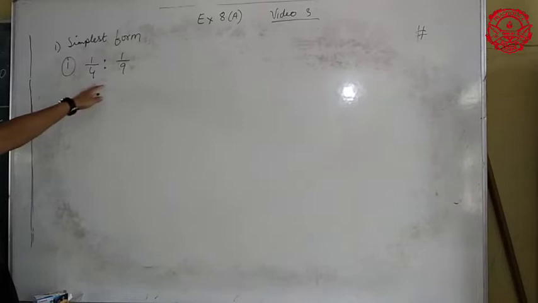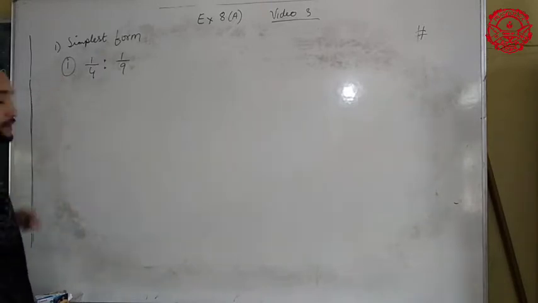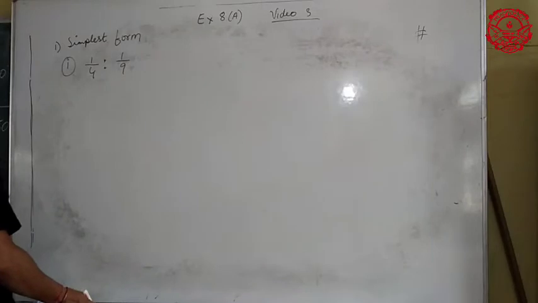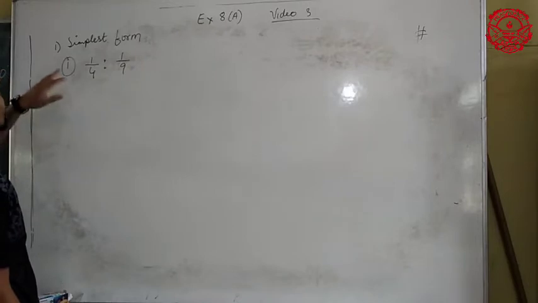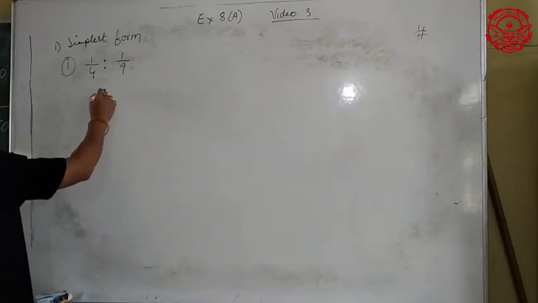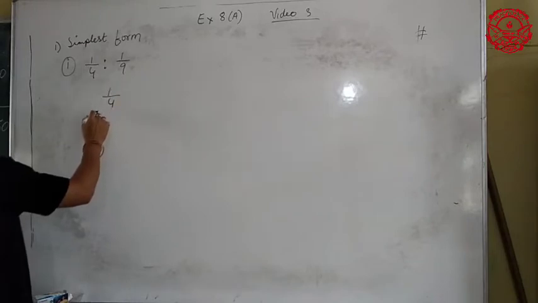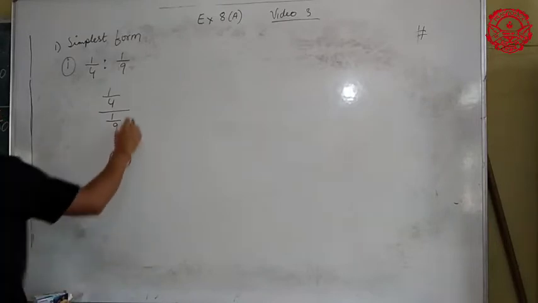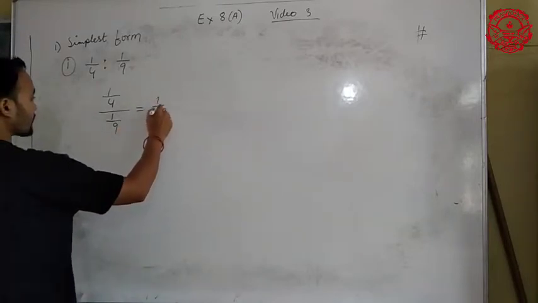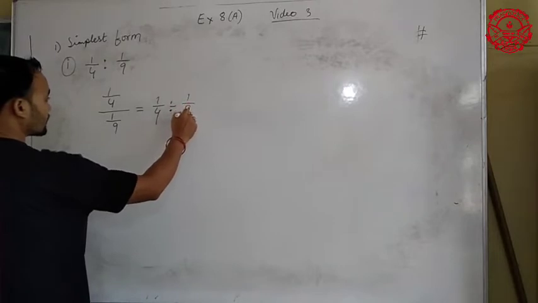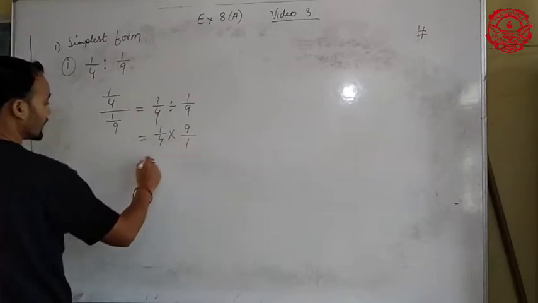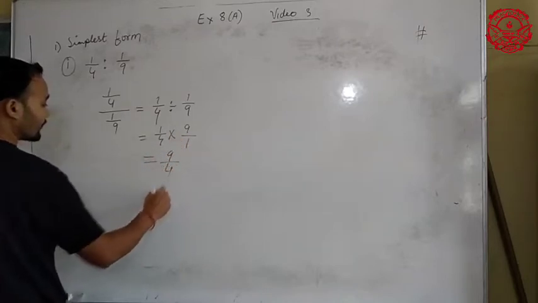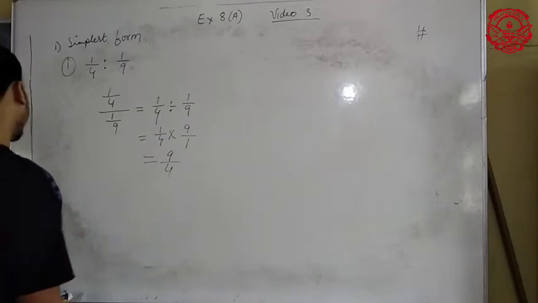I have taken some questions. Come to the first question. We need to convert 1 by 4 is to 1 by 9 into simplest form. Now see how we are going to do this. 1 by 4 is to 1 by 9 can also be written as a fraction division. Now we can solve this: 1 by 4 into 9 by 1. The answer is coming out to be 9 by 4. This is our first question.